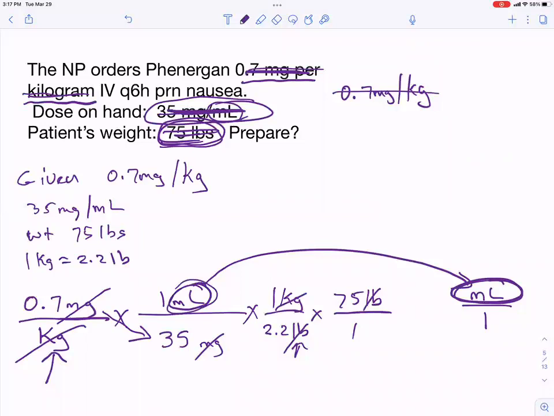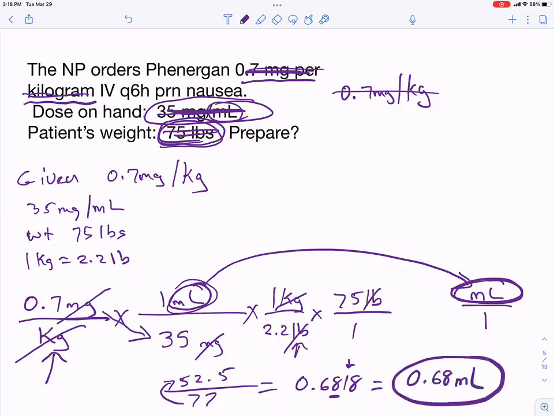So 0.7 times 1 times 75 is 52.5, and 35 times 2.2 is 77. And when I divide 77 into 52.5, that gives me 0.6818. My rounding rules, which are available on the front of your tests under the directions, for less than 1, I round to the hundredths place. 1 is less than 5, so I don't round up. So my answer is 0.68 milliliters.